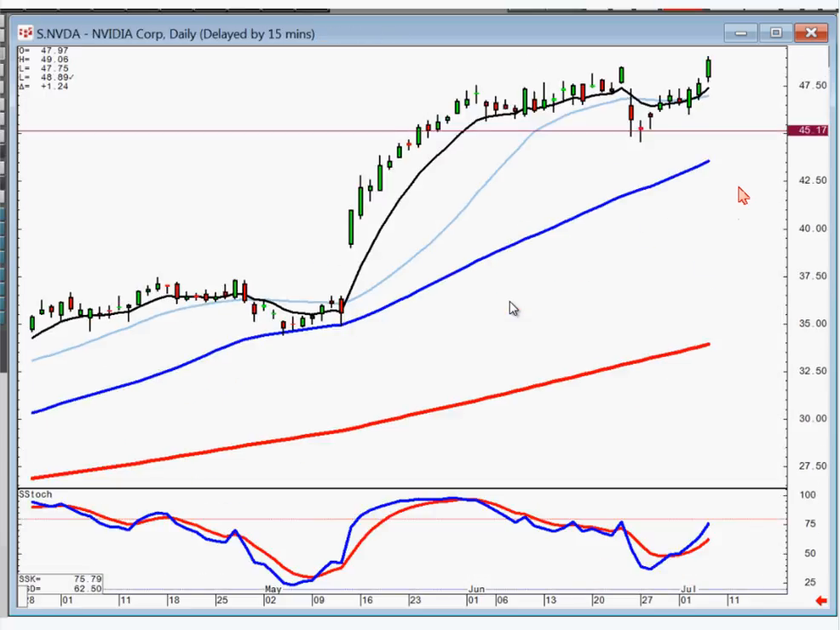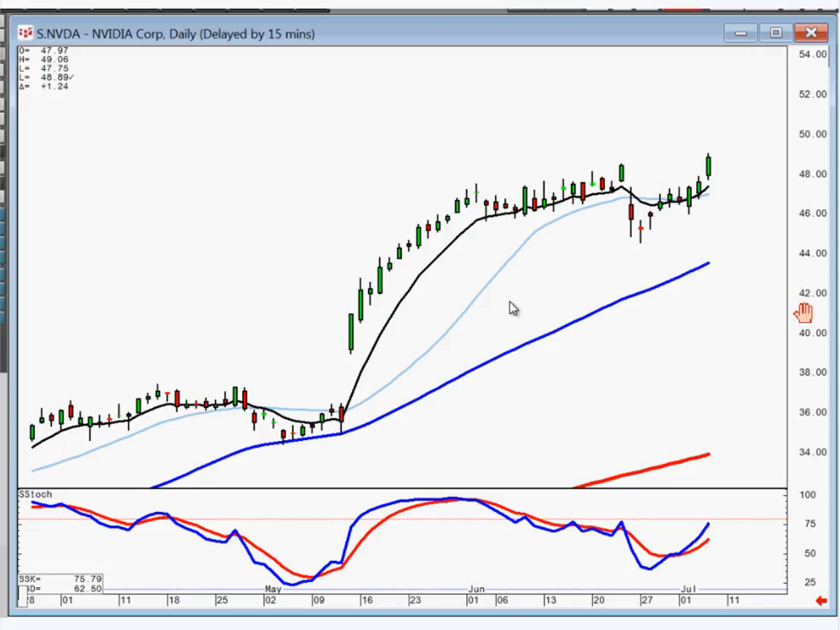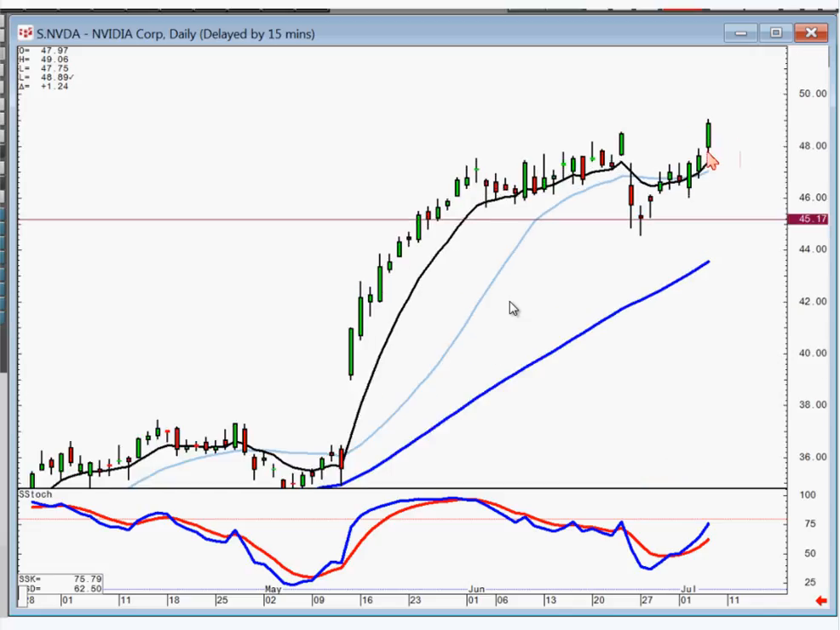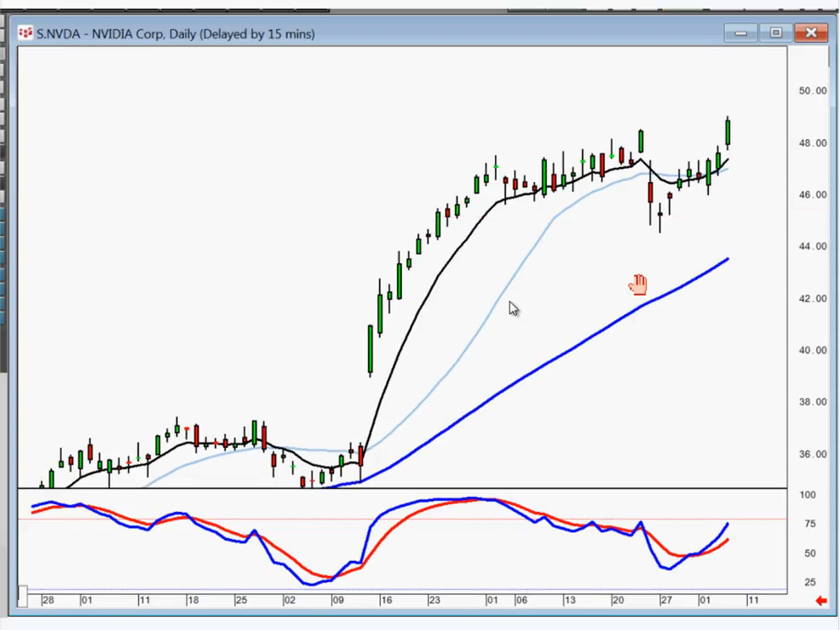NVDA, another one. Kind of a little scoop type pattern. Notice what they did today. They gapped it up, knowing that their resistance level was right here, and went through that. What's that tell us? There's probably a lot more upside. Maybe wave 1, wave 2, going into wave 3.